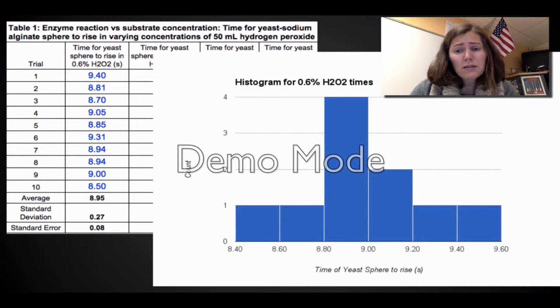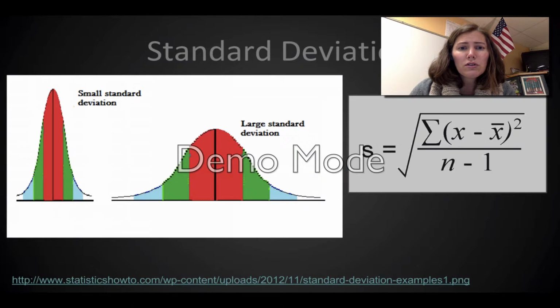The reason that's important is because once it's a normal curve, then we can calculate standard deviation and means. The means you've already calculated, and standard deviation represents the distance from the mean that data falls. If you have a small standard deviation, it means you have a lot of clustered data. If you have a large standard deviation, it means your data is spread out. It has a larger range.